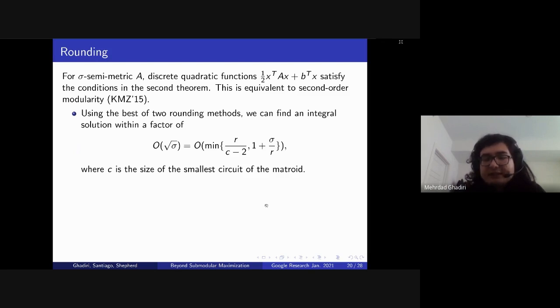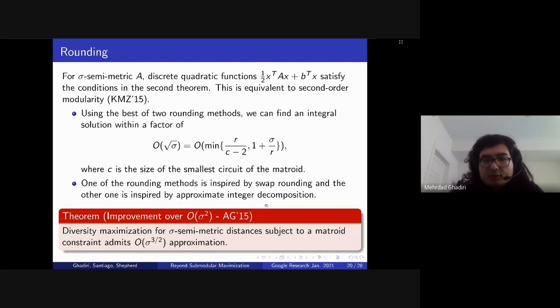One can see that R is either less than or equal to the square root of sigma or greater than the square root of sigma. If it is less than the square root of sigma, then R over C minus 2 is less than the square root of sigma. If R is greater than the square root of sigma, then sigma over R is less than the square root of sigma. So the total bound for the rounding part is O of the square root of sigma. However, this is a pessimistic bound, because, for example, for uniform matroids, C is equal to R plus 1. So the first bound of R over C minus 2 actually gives us a constant gap.